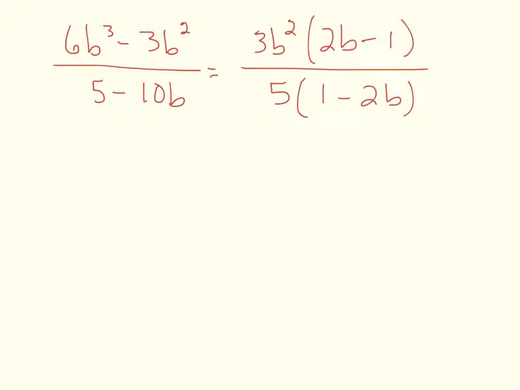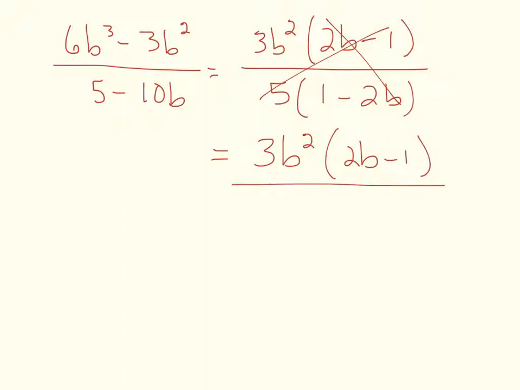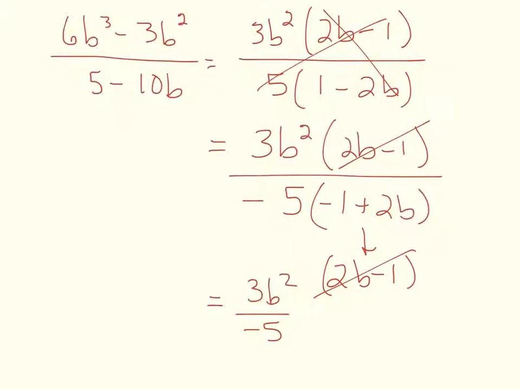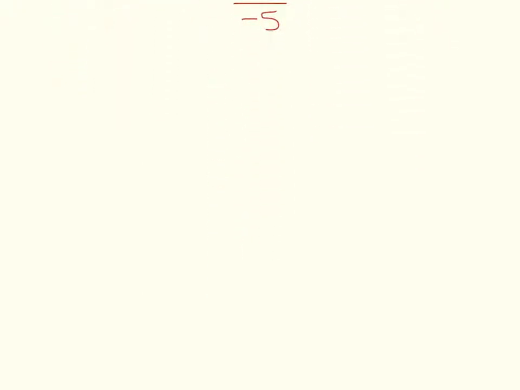So here's what would be a better thing to do. A better thing to do might be factor out a 3b squared on the top, which is going to leave us with 2b minus 1. And once we see what's going on, let's factor out a negative 5 from the bottom, which would leave us with negative 1 plus 2b. But you know that because addition is commutative, negative 1 plus 2b could also be written as 2b minus 1. So that becomes our common term. So we're just left with 3b squared over negative 5.